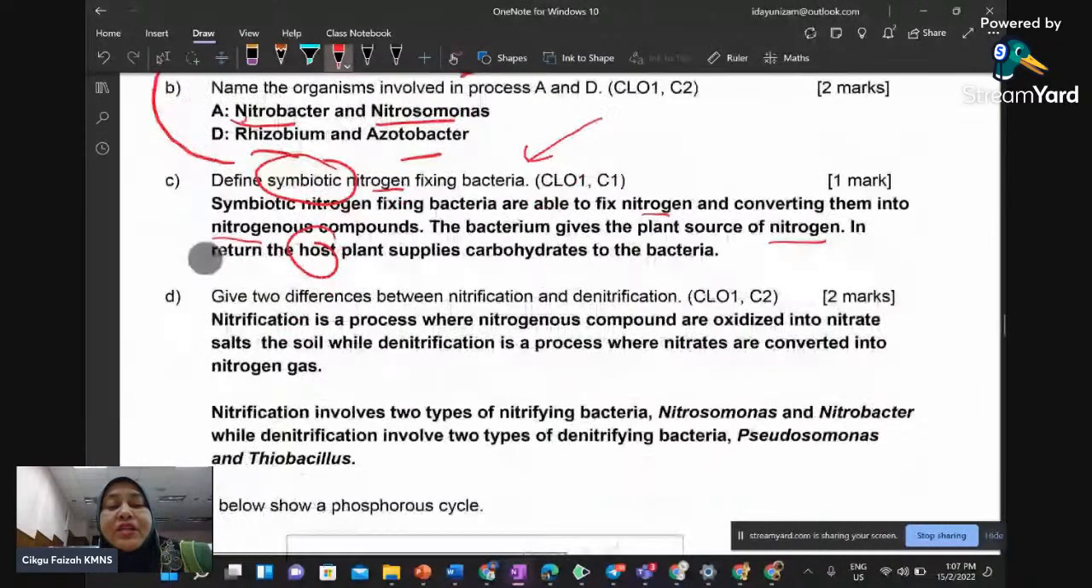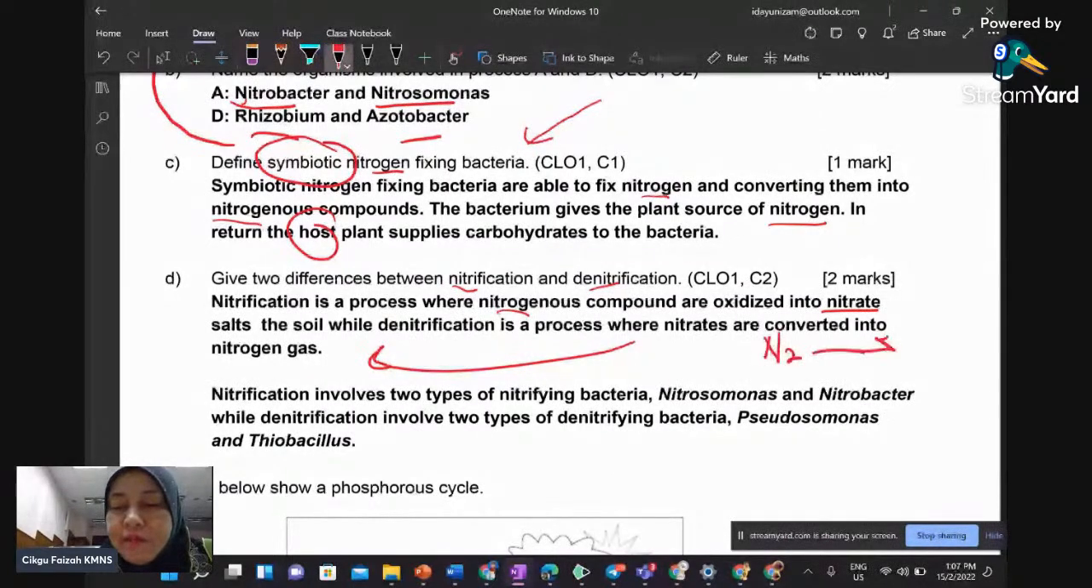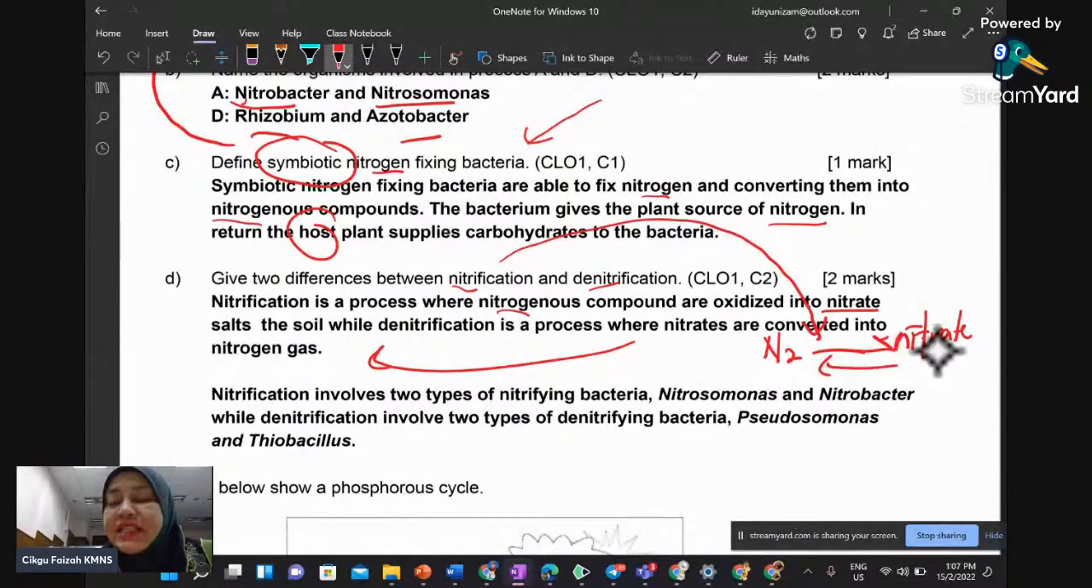Okay, last but not least, apa beza nitrification and denitrification? Nitrification: from nitrogenous compound become nitrate. Denitrification vice versa. Okay, iaitu from nitrate become nitrogen balik. Okay, so that means nitrogen becomes nitrate is nitrification. Okay, nitrate becomes nitrogen, denitrification. Right? Okay. So itu pertama.